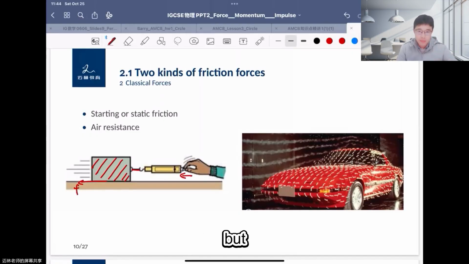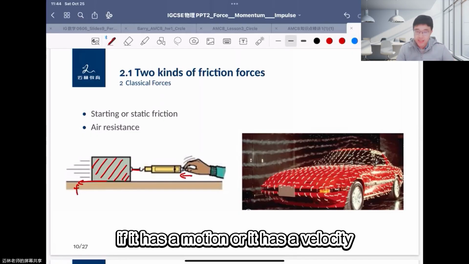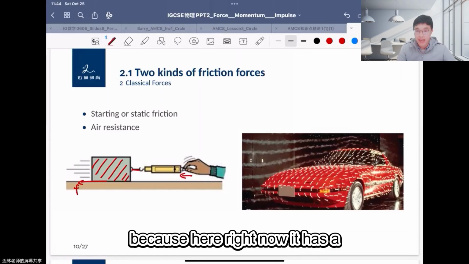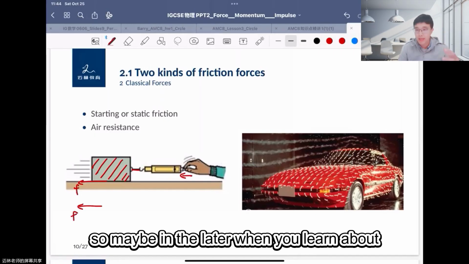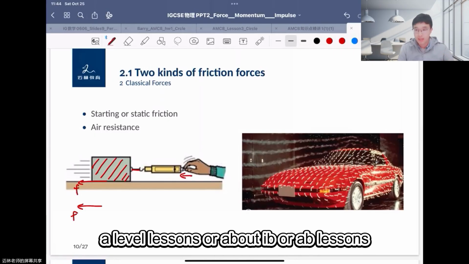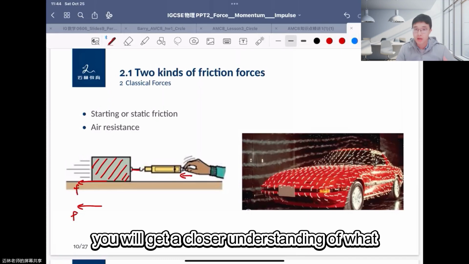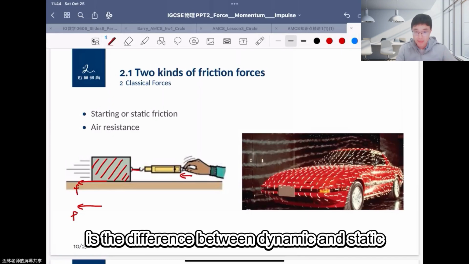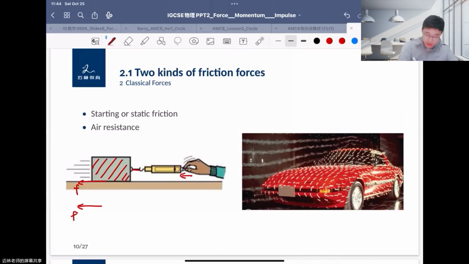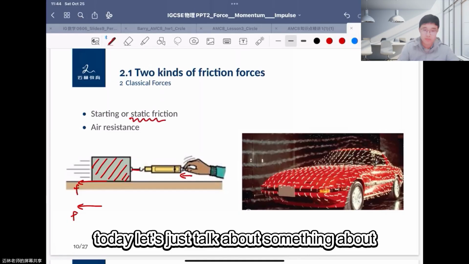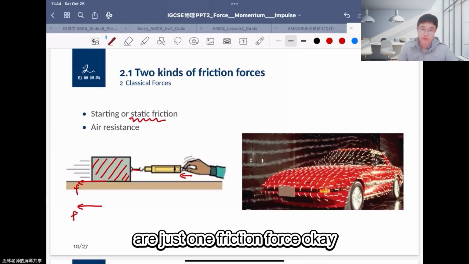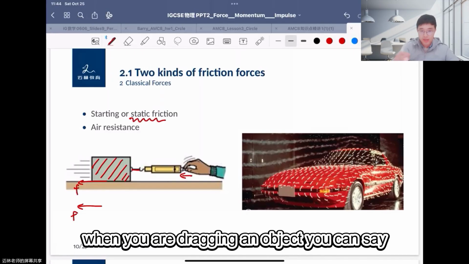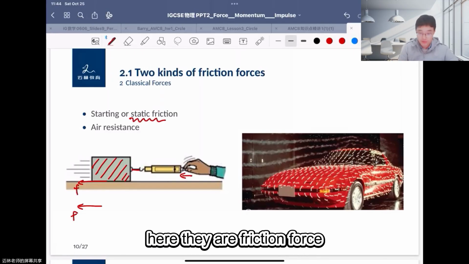But if it has a motion or a velocity, we can say it has dynamic friction. Later, when you learn A-level, IB or AP lessons, you will get a closer understanding of the difference between dynamic and static. Today, let's just talk about static friction, and we can consider them as just one friction force. So when you're dragging an object, there is a friction force.